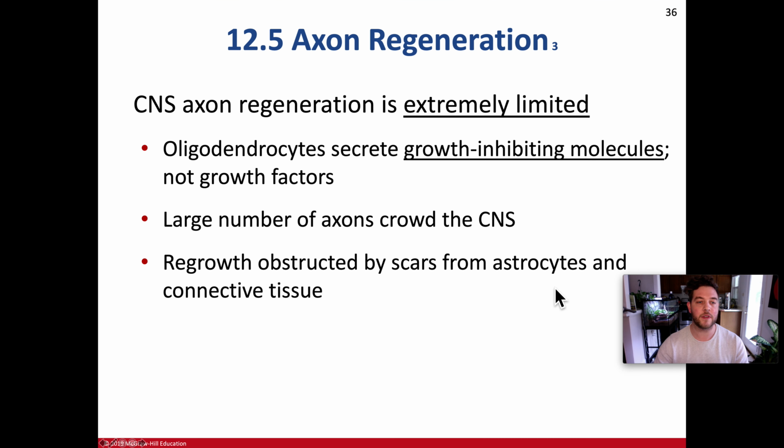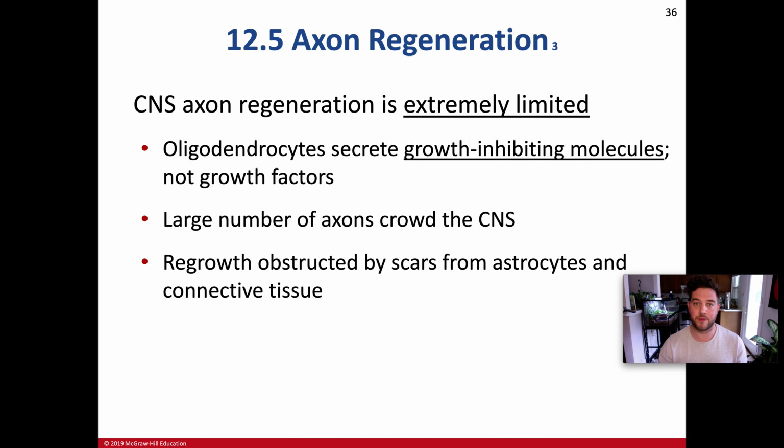In the central nervous system, axon regeneration is extremely limited. The oligodendrocytes actually release growth inhibiting molecules rather than growth stimulating molecules. And the number of axons in the CNS, there's just very much more limited space. So there's not as much room for these axons to develop and regenerate. Also, regrowth is obstructed by scars from astrocytes and connective tissue. Basically, once there is a space, other things will start to fill in there, and they'll have to get bumped out of the way, and usually that's not going to happen. So regeneration in the CNS, you don't see it as much.